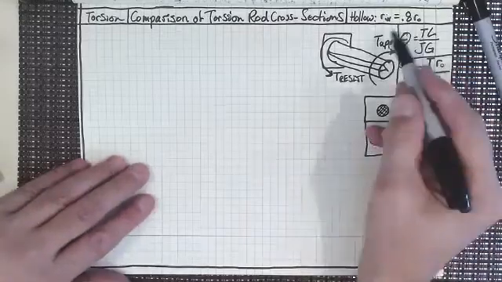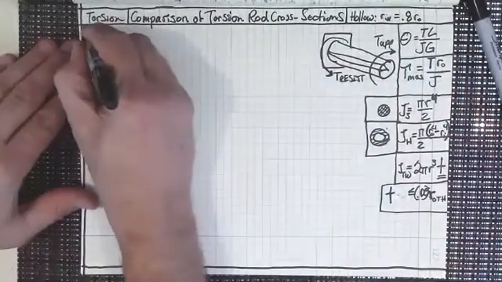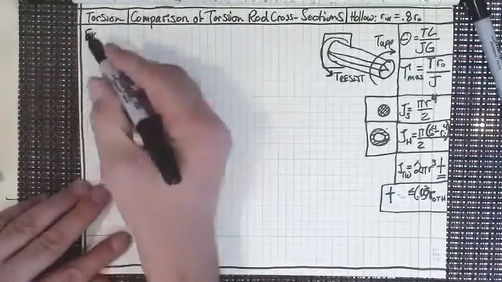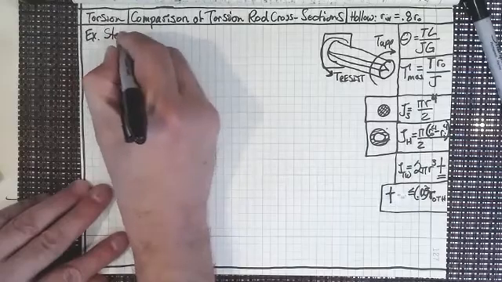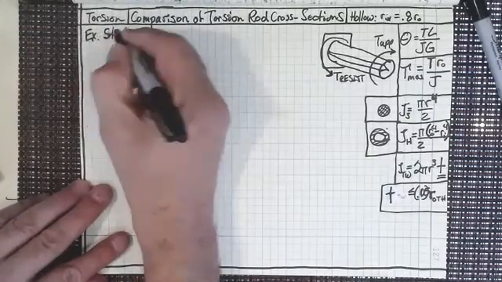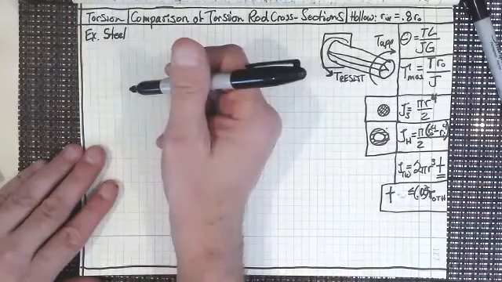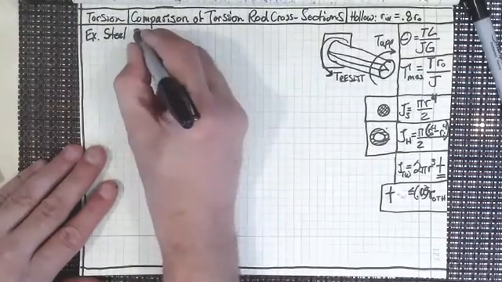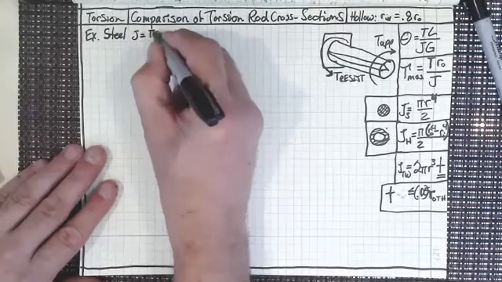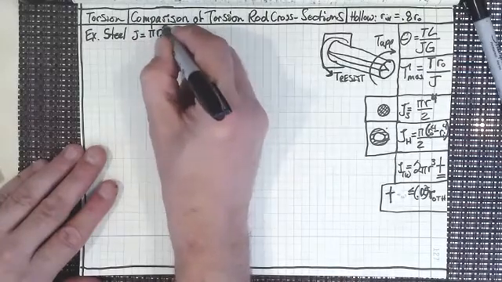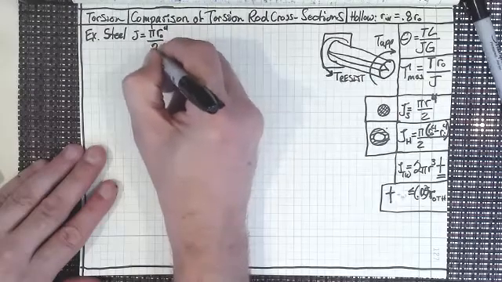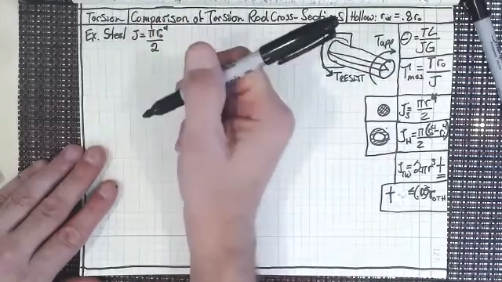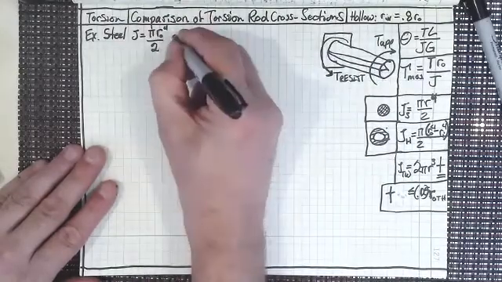All right, so we know a couple things with this example problem. So let's just put our example problem up here. We know that it's steel. I've got a steel torsion rod that's a solid cross section. So we know that J is going to be equal to pi r outer to the 4th over 2. Right, so we know that. That's what our J is. We're getting all of our stuff together. If it's steel, we know a couple things about it.